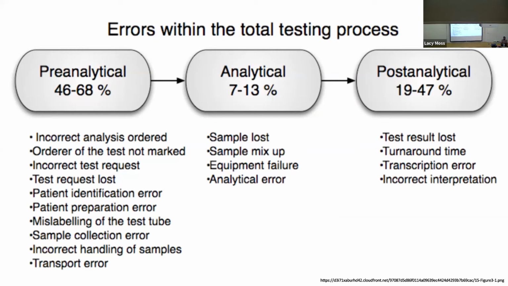I had a friend who was getting tested for Huntington's disease and the courier lost the sample in her car. And it took several more months for her to get tested. So, sample collection error, that it's not handled correctly, things like that.